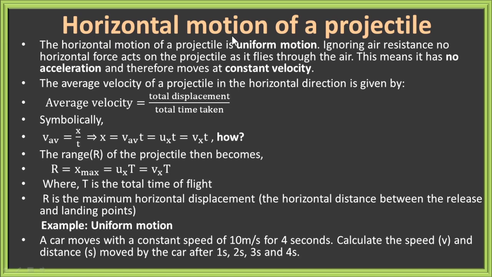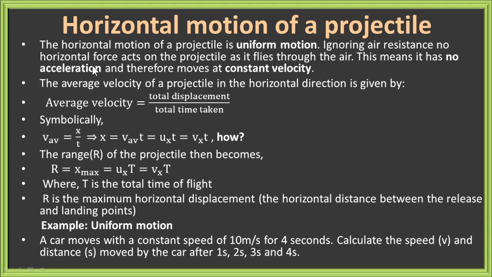The horizontal motion of a projectile. We have seen that projectile motion is two-dimensional motion. Thus, it has horizontal motion and also vertical motion. Now is the time to discuss the horizontal motion of a projectile. The horizontal motion of a projectile is uniform motion. You know what uniform motion means from grade 9. Uniform motion is motion with constant speed.